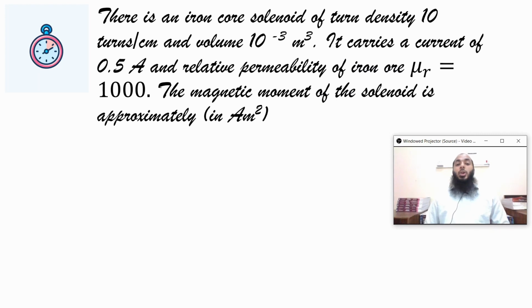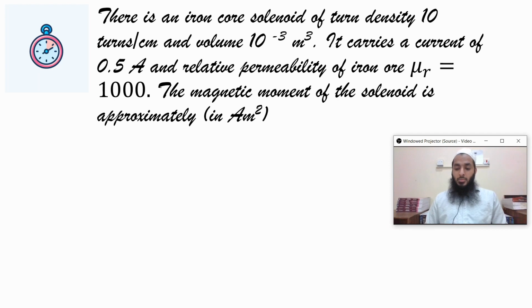Okay, so you have an iron core solenoid of turn density 10 turns per centimeter, and volume is 10 raised to minus 3 meter cube. It carries a current of 0.5 ampere, and the relative permeability of the iron core is mu r equal to 1000. The magnetic moment of the solenoid you have to find.